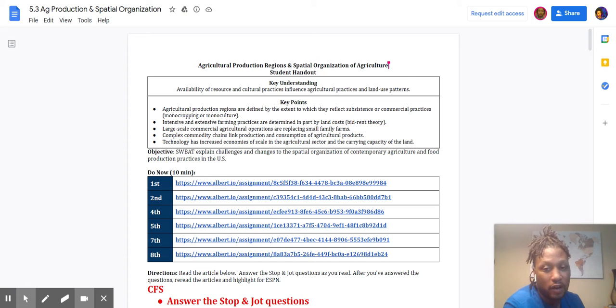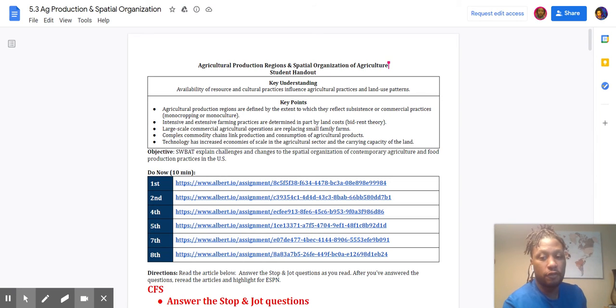Large scale commercial agricultural operations are replacing small family farms. Also, complex commodity chains link production and consumption of agricultural products. Finally, technology has increased economies of scale in the agricultural sector and the carrying capacity of the land. Today's objective: students will be able to explain challenges and changes to the spatial organization of contemporary agriculture and food production practices in the U.S.